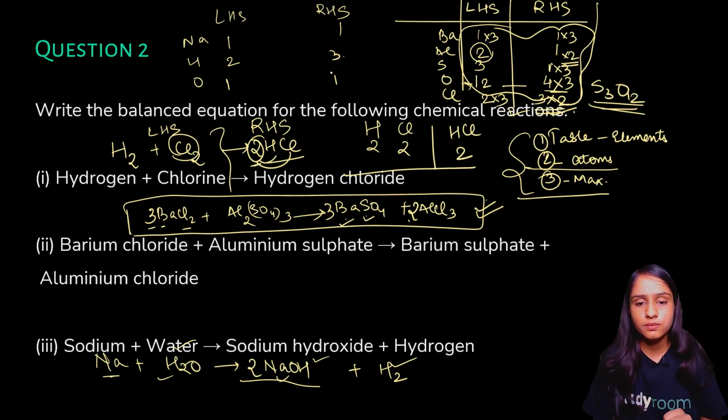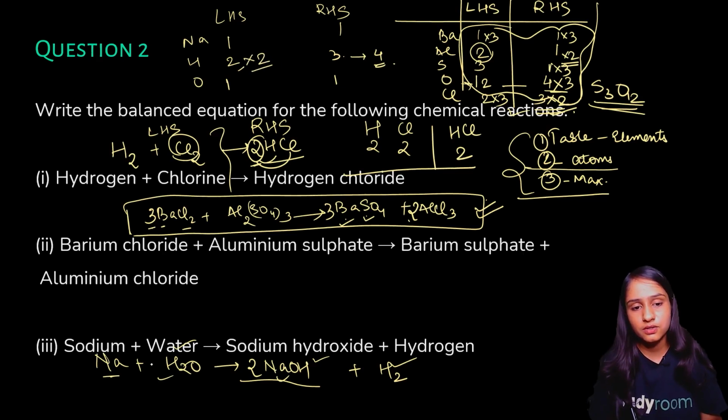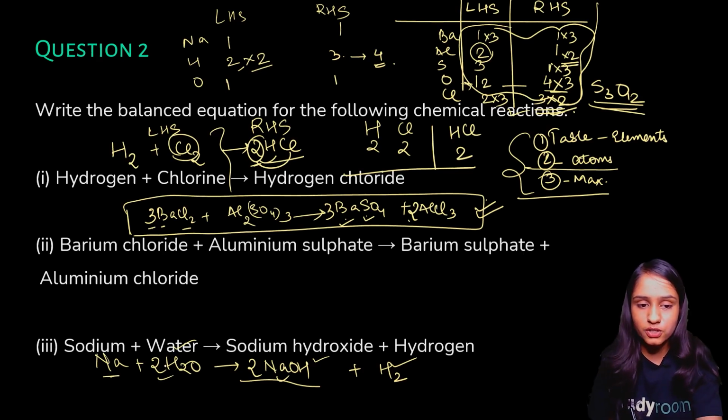Yeah, right. 4. So in order to make this 2 into 4, what will you do? Just add 2 here. At that moment when you add 2 here, it got 2 H2O. Check if the number of other atoms got disrupted or not.